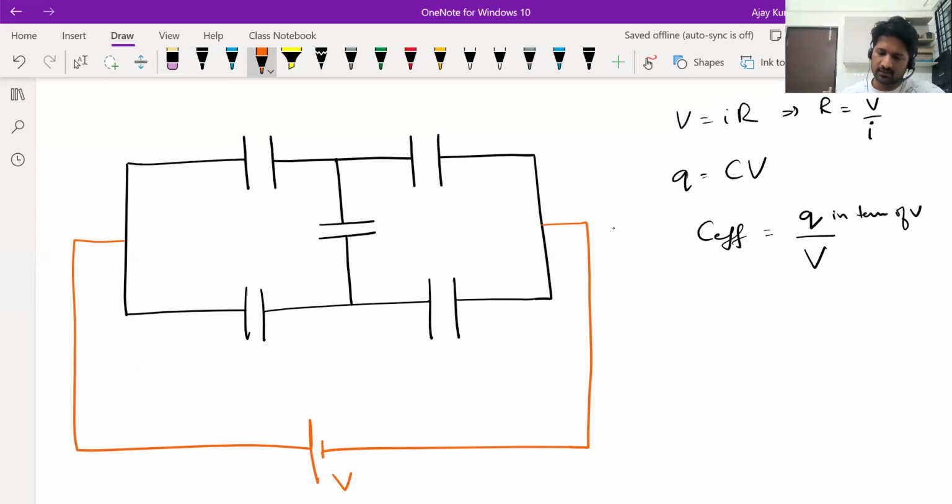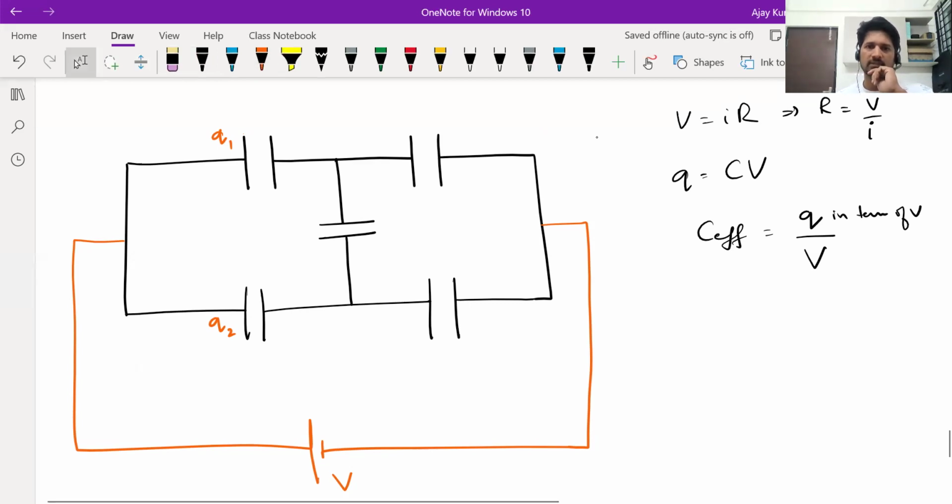Okay. Now the battery is connected to two plates on the left side. Let's say this plate gets a charge Q1. This gets a charge Q2. If one plate is getting Q1, the lower plate is getting Q2, what is the total charge supplied by the battery? Is it only Q1, only Q2? Is it Q1 plus Q2? Is it Q1 minus Q2? What is the charge supplied by the battery?